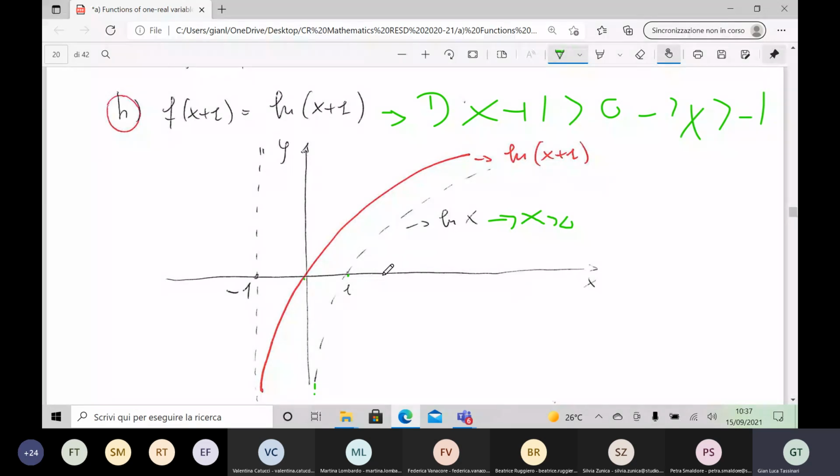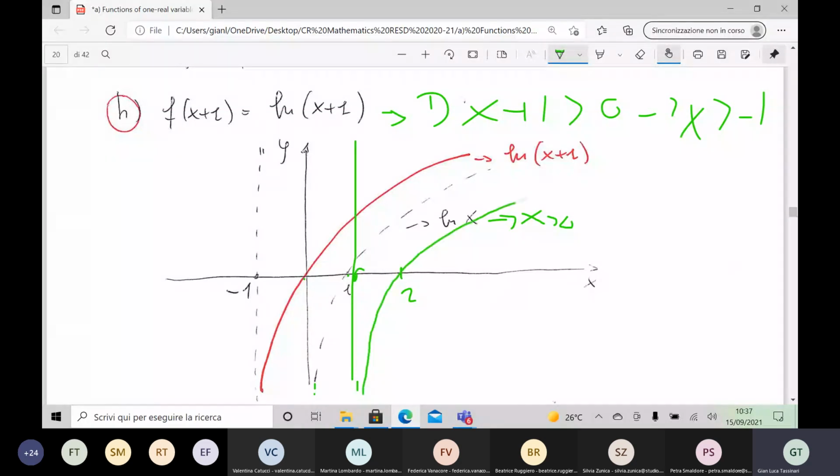If you have ln of x minus 1, on the contrary, you will have a graph like this. Here you have 2. I do it poorly, okay, guys? No, even the finger does not work. My finger does not write.